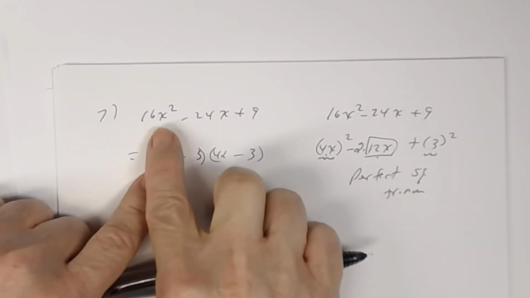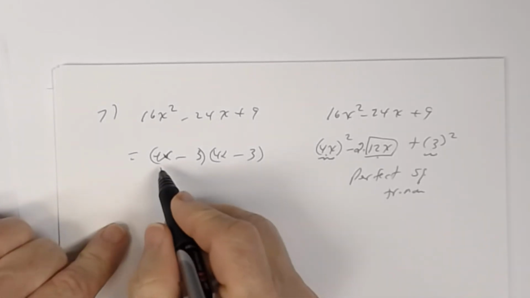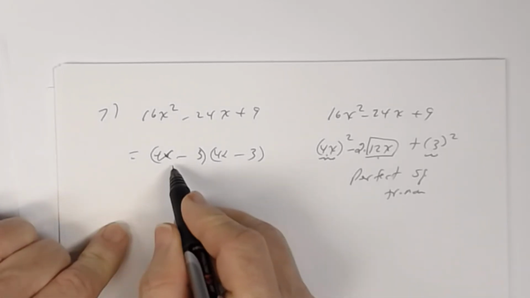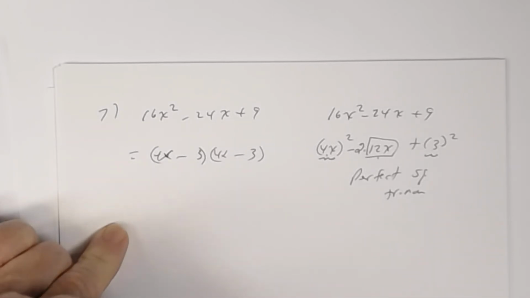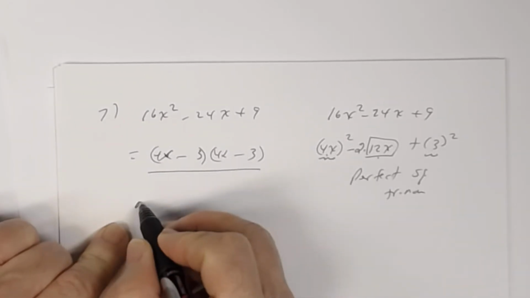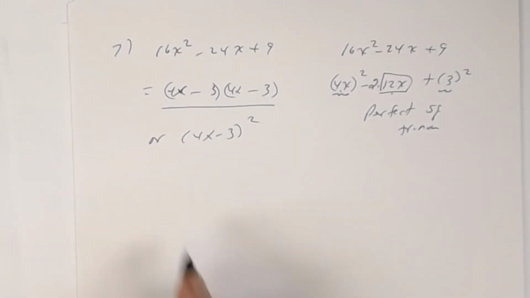4x times 4x is 16x squared. A negative 3 times a negative 3 is a positive 9. The outer is a negative 12x. The inner is the same thing. You get negative 24x when you add them up. And so there's your answer. Or you can say (4x minus 3) squared. All right, so that's number 7.